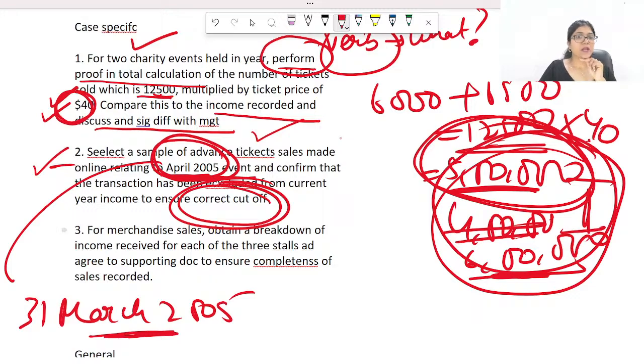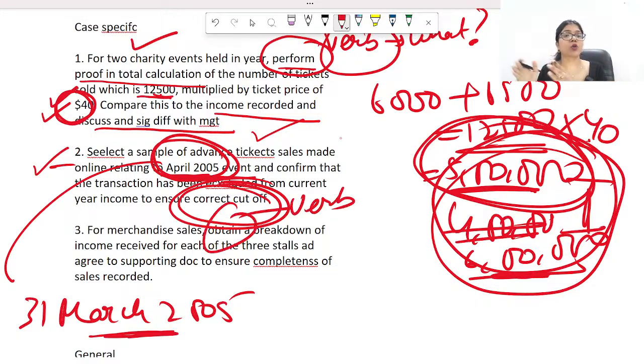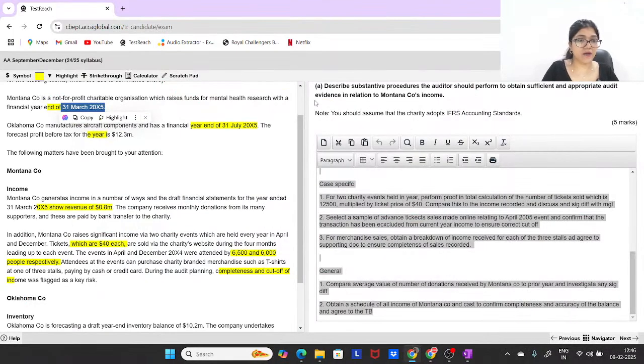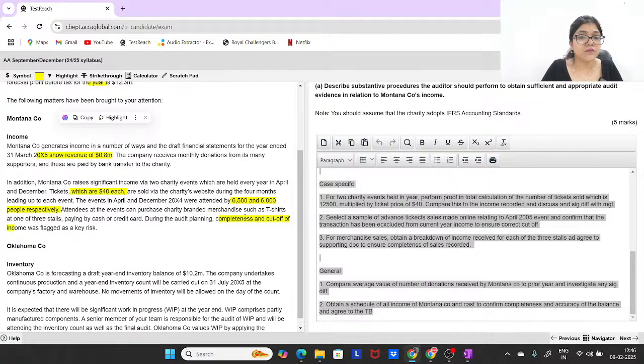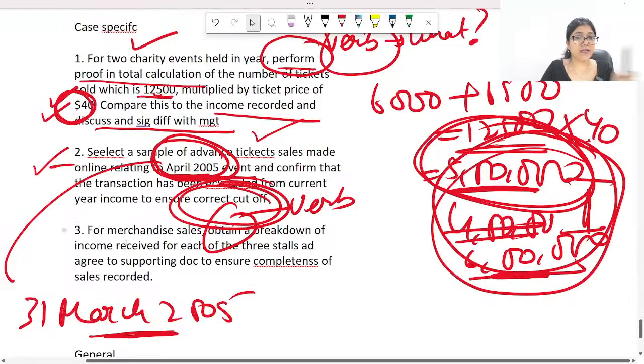I hope it's clear. Then the next one is for merchandise sales. Again, I told you they're making two types of income, one is from the ticket sales, one is from the merchandise, right? So now we can talk about the merchandise as well. For merchandise sales, again using the verb obtain, obtain a breakdown of income received for each of the 3 stalls. If you read this statement carefully, they are telling 3 stalls are being mentioned over here, so I have written exactly from here.